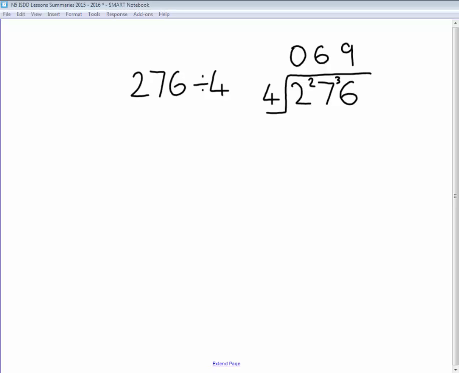However, not all cases, as we know, do the numbers turn out quite as nice as that. So if we look at a slightly different calculation, 277 divided by 4, we can look at what happens when we try this calculation using the same method.